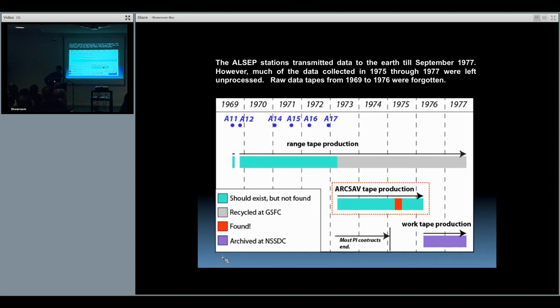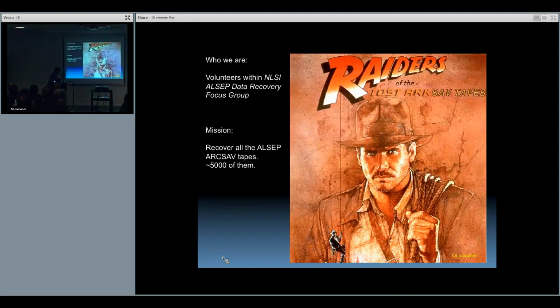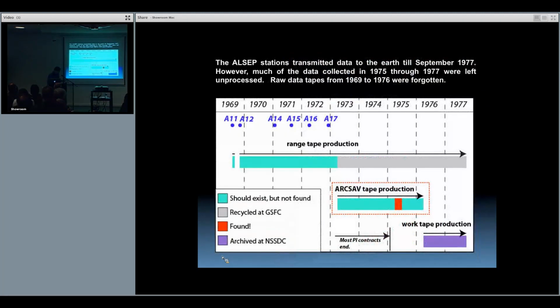That's why all the tapes went missing afterwards. According to the reports written back then, all the range tapes supposedly went to Goddard. But the people who are at Goddard right now have never seen them.